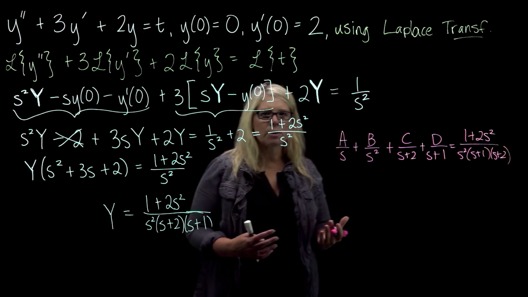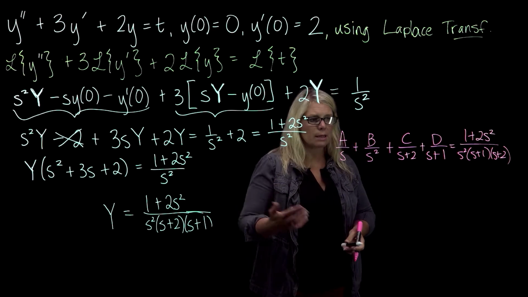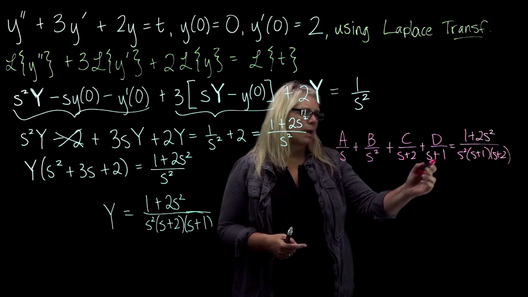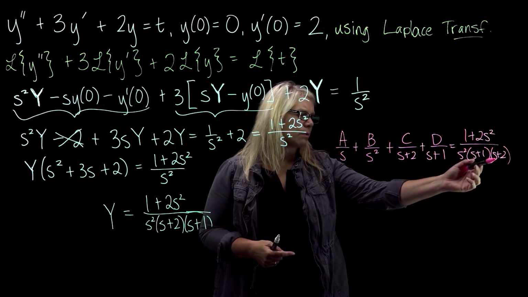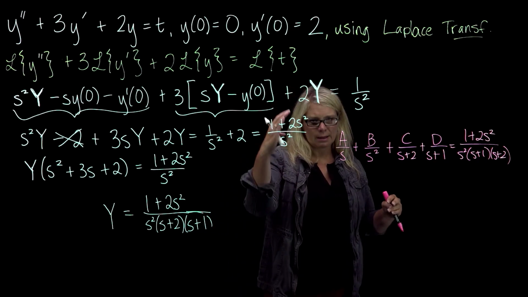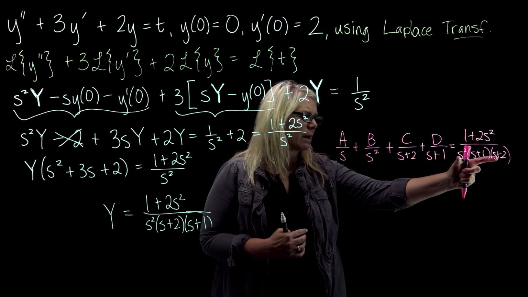All right, and then this goes back to the partial fraction stuff that you did in algebra, or we used it in Calc 2 for integration. So you're going to multiply through by that common denominator, which is s squared times s plus 1 times s plus 2. Write down what you have left, and then figure out what those constants are. So I'm multiplying through by this common denominator.